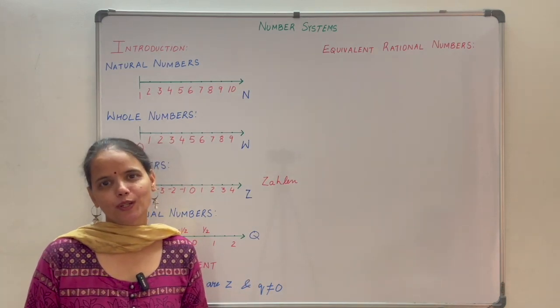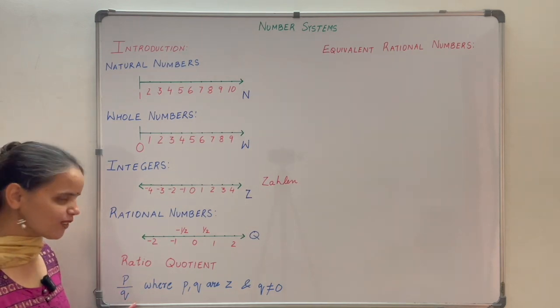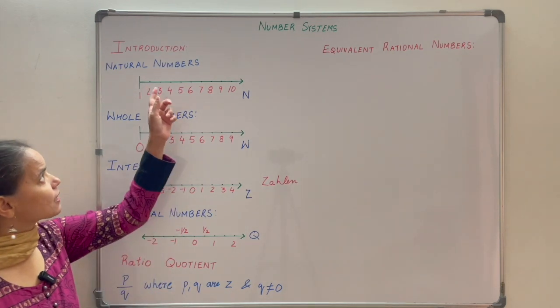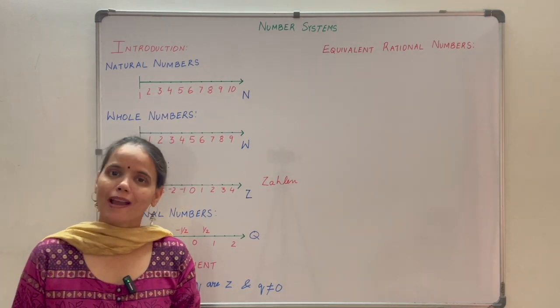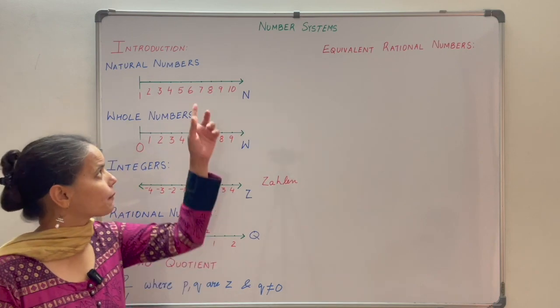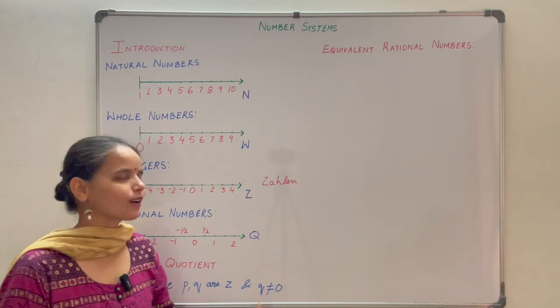Why Q cannot be equal to 0? Because if you put Q equal to 0 here, then P by Q is not defined. All these numbers, natural numbers, whole numbers and integers are all rational numbers. Why? Because you can write all these numbers in the form of P by Q, where P and Q are integers and Q is not equal to 0.